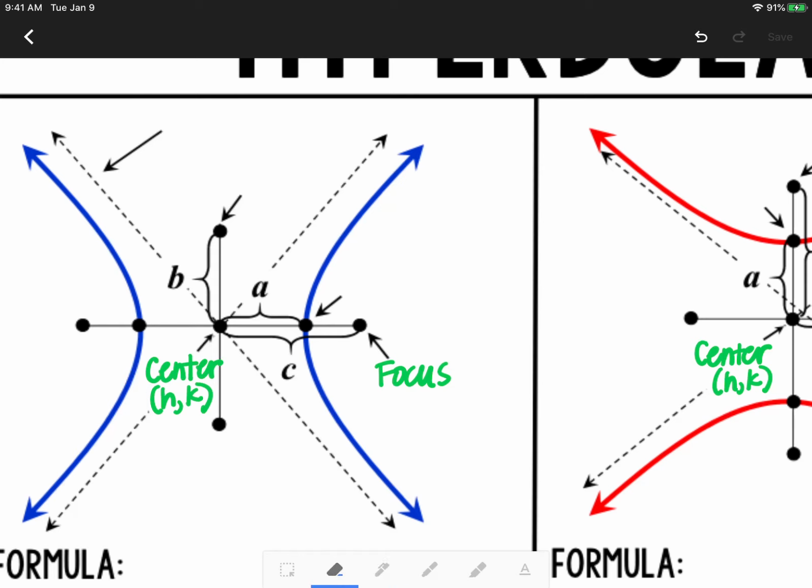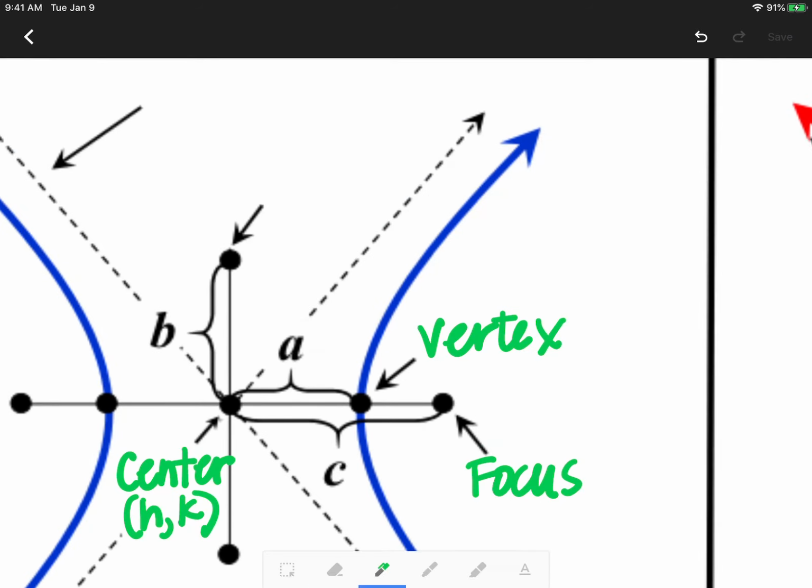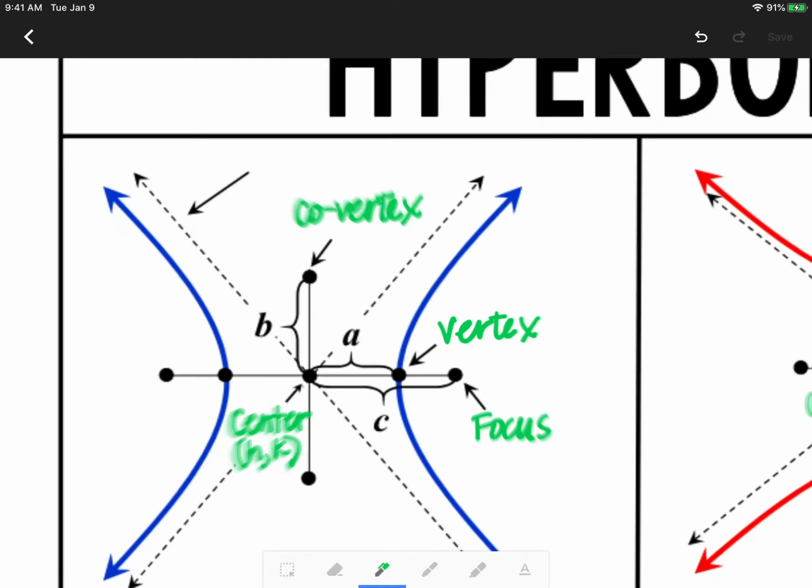We still do have our vertex right here at A. See that? Vertex is A. That would be our second vertex right here. And we still do have a co-vertex here at B. So all of that still applies.